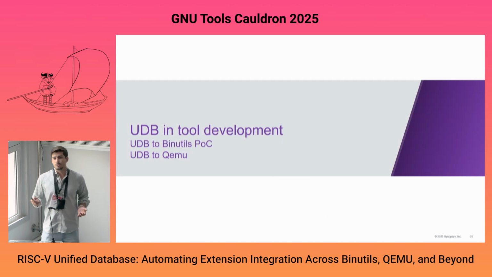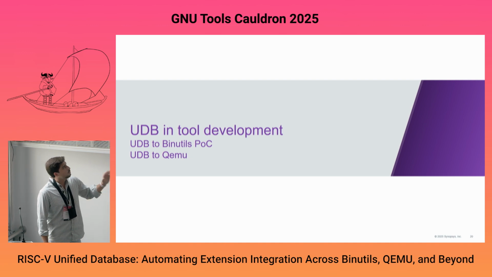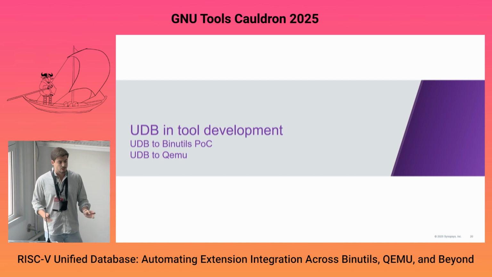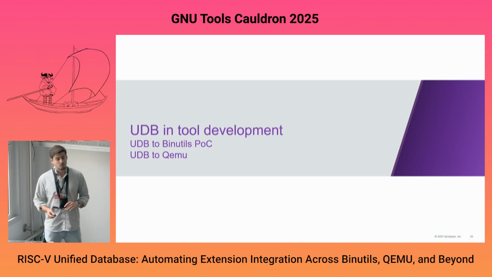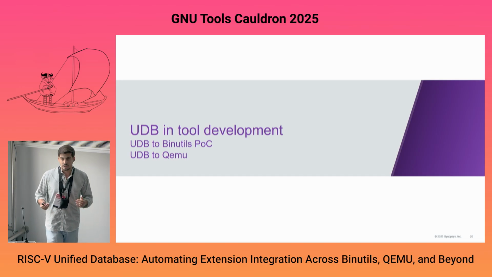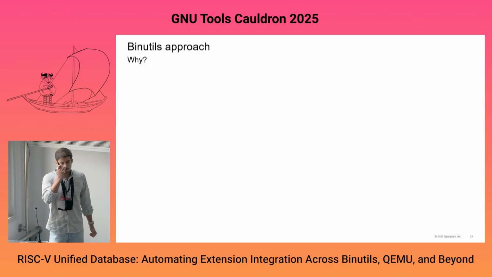So how can we use UDB for tool development? Today I'm going to go through two use cases. One is a proof of concept of how we can use UDB to generate Binutils for new and custom extensions. And the other one is UDB to QEMU, and when we get to it, I'll explain what was done there. So, UDB to Binutils.